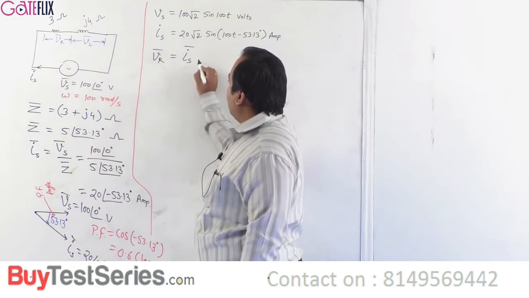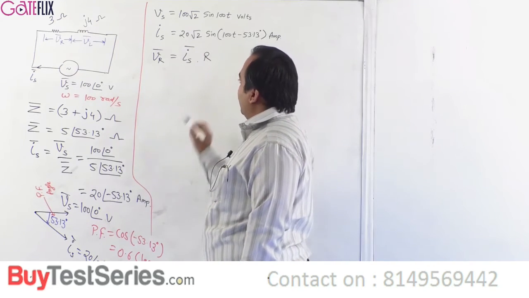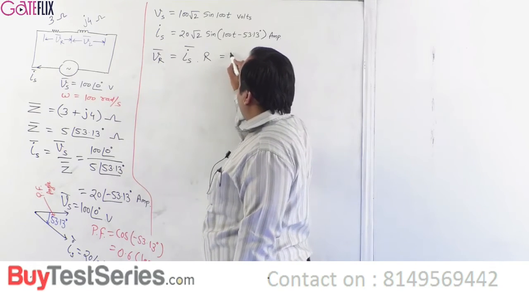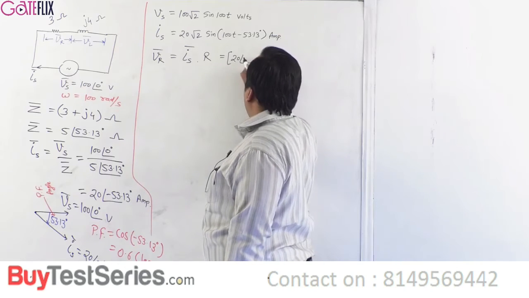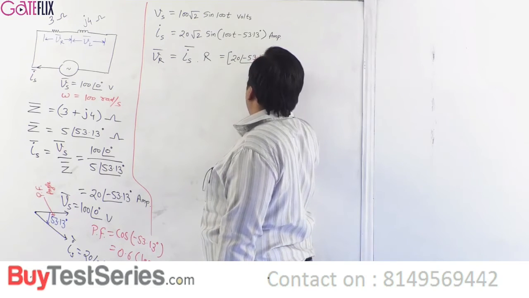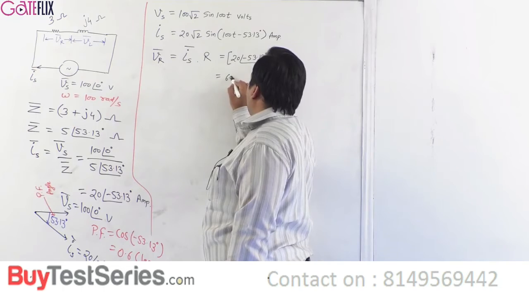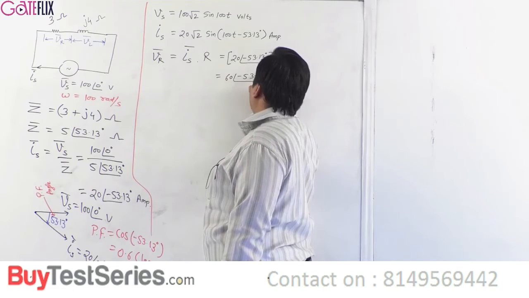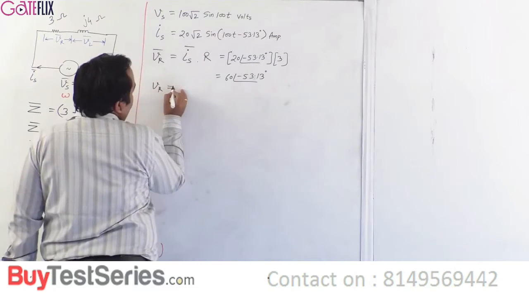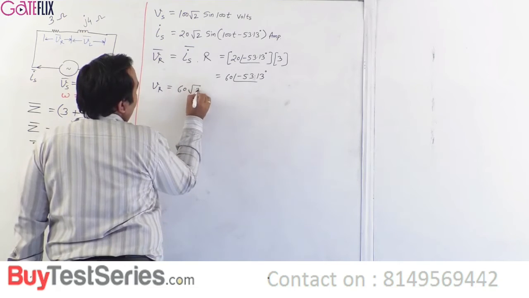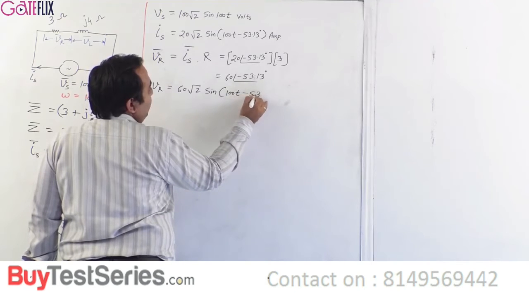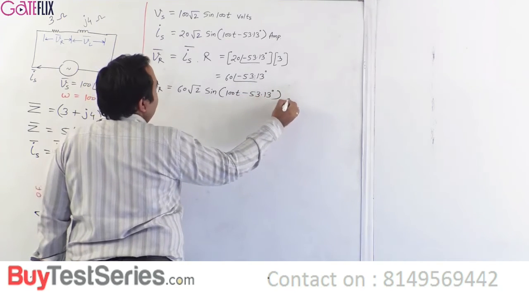All right, so Is into R, right? So we put this Is as it is here, so it becomes what? It becomes 20 angle minus 53.13 into the resistance is 3 ohms, so it becomes 60 angle minus 53.13 degrees. So VR as a function of time can be written as 60 root 2 sine 100t minus 53.13 degrees volts.